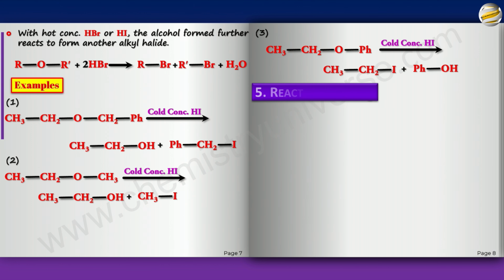Then comes reaction with Cl2. Now Cl2 reacts just like it would react with alkanes. Only difference being it will show free radical reaction with ethers, but it only attacks the alpha carbon.